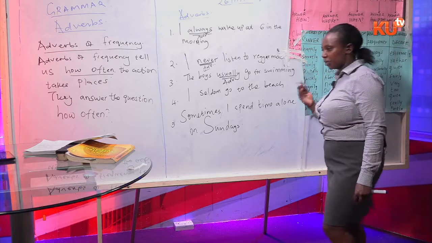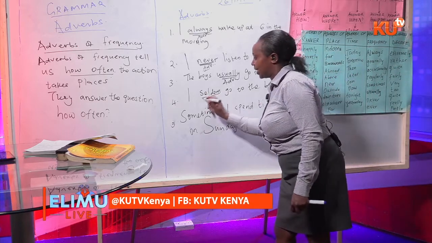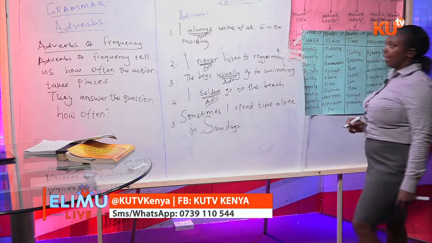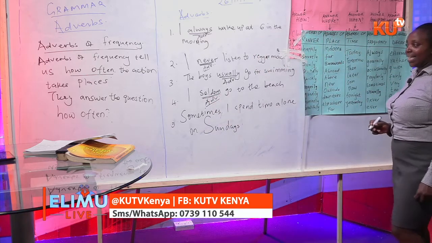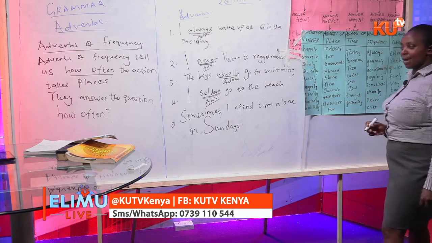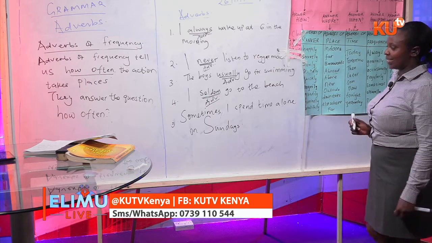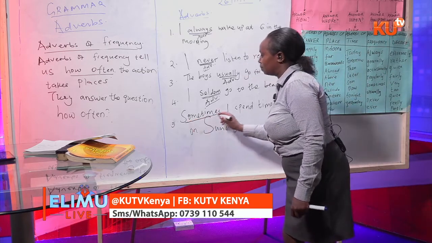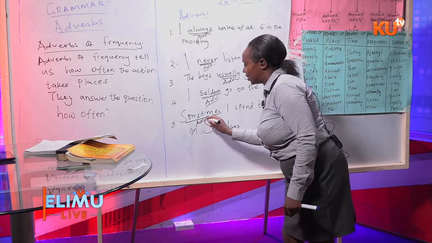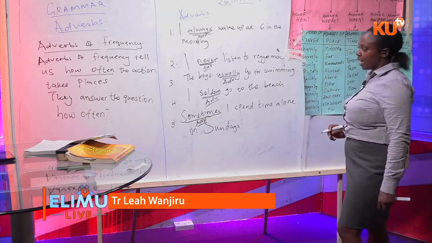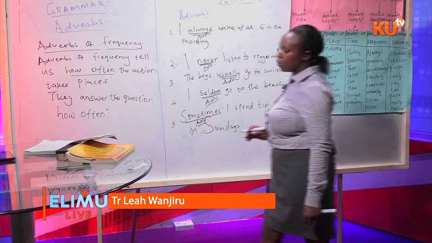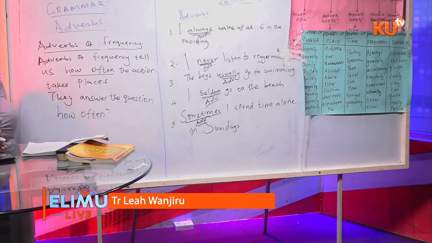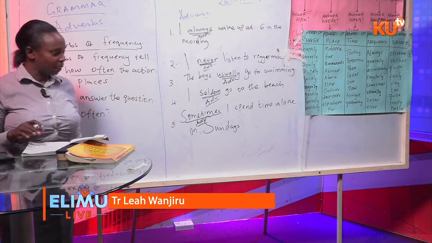How often do I go to the beach? Seldom. Therefore, this is our adverb of frequency. Sometimes I spend time alone on Sundays. How often do I do this? Sometimes. Therefore, sometimes becomes our adverb of frequency. It becomes our adverbs of frequency.